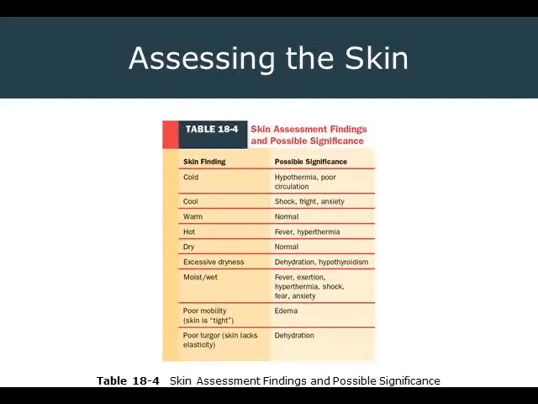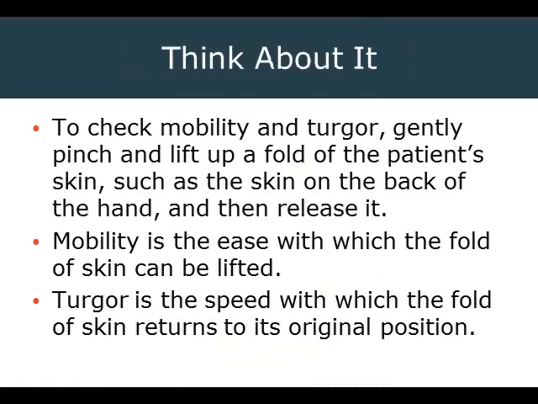Another good way to assess for dehydration is to have them open their mouth and stick out their tongue, and if it's cracked and furrowed, like the dirt in Iowa at the end of July, where it's so stinking dry, it's cracked. That is probably a better way to consider that person's hydration status. So here again, they talk about tenting it up, like I mentioned. Mobility is the ease with which that fold of skin can be lifted, and turgor is the speed with which it goes back to its original position. So it's kind of six of one and half a dozen of the other.